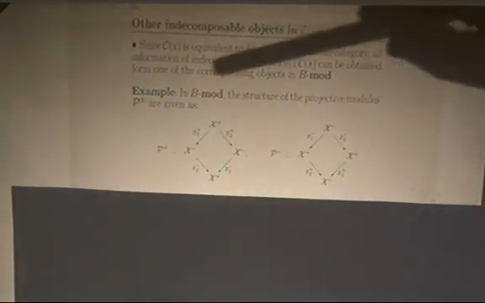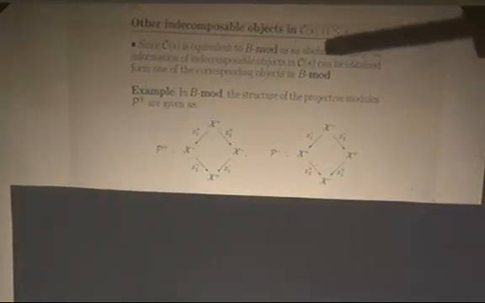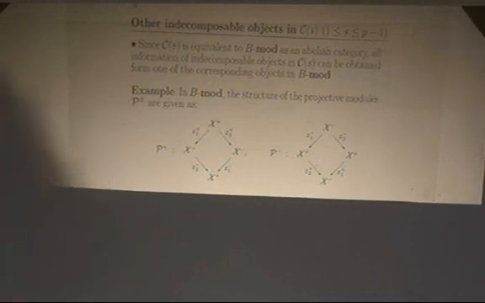Other indecomposable objects in CS. Since CS is equivalent to B mod as an abelian category, all information of indecomposable modules in CS can be obtained from the corresponding objects in B mod. For example, in B mod, the structure of projective indecomposable modules P plus and P minus, we already defined.